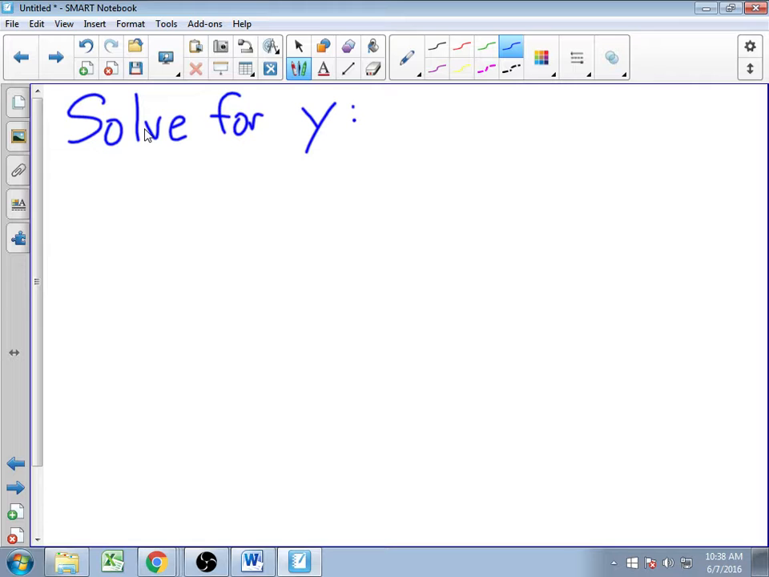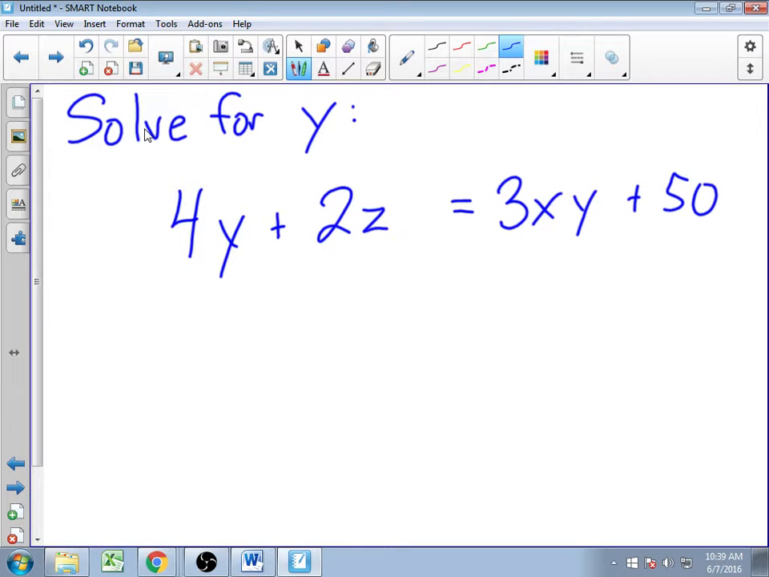It's worth it to go over again because it's a really weird type of problem. Let's solve for y in the equation 4y plus 2z equals 3xy plus 50. How about that? That's nice and messy. So if you're struggling on that number 11, I would write this down with me and write the solution process. First thing we do.